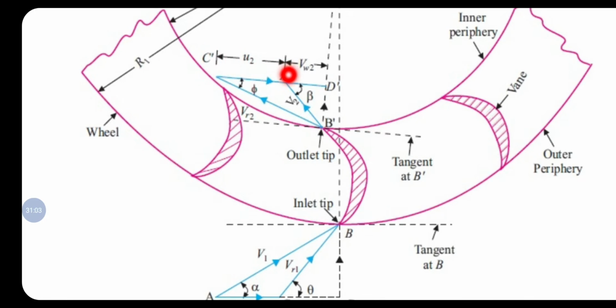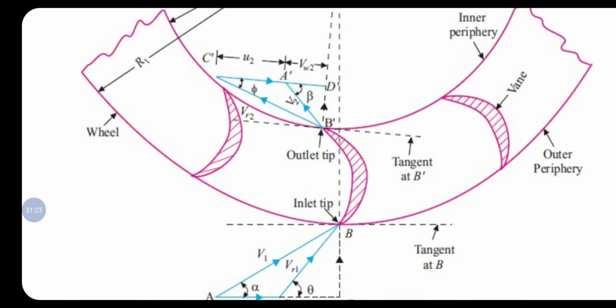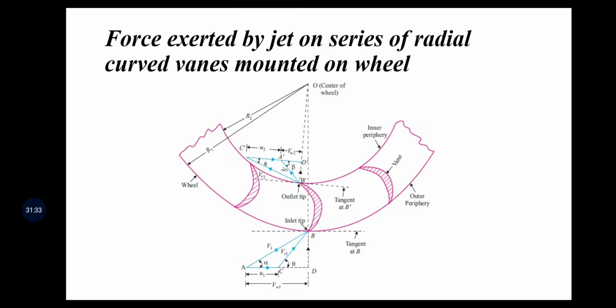Then U2, that is the tangential velocity of the plate at the outlet, will be represented in magnitude and direction. Direction will be along the tangential direction, that is along the x-axis. So C dash A dash is U2, then V2 will be A dash to B dash. The part A dash to D dash is going to represent the velocity of whirl at outlet, and B dash to D will be the velocity of flow. So those are the things related to the inlet and outlet velocity triangles.